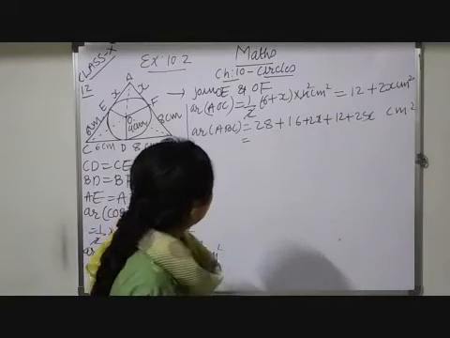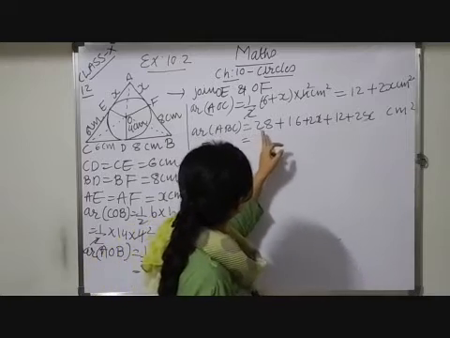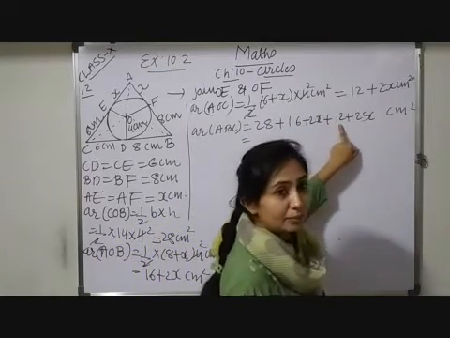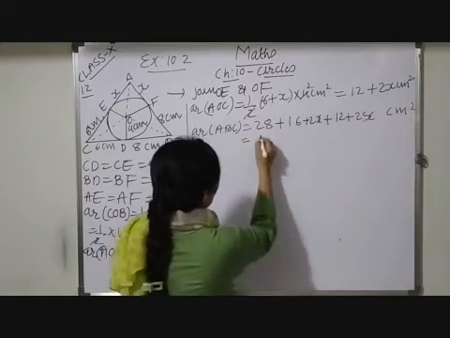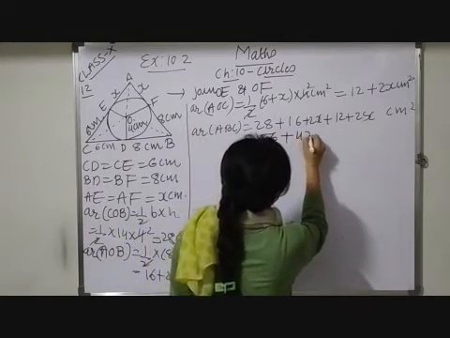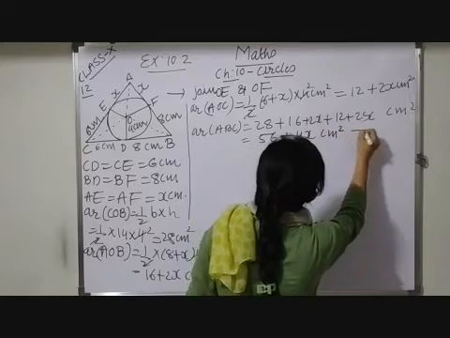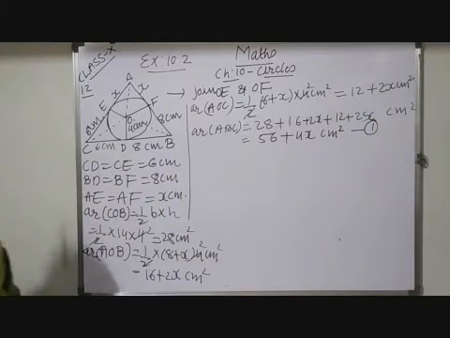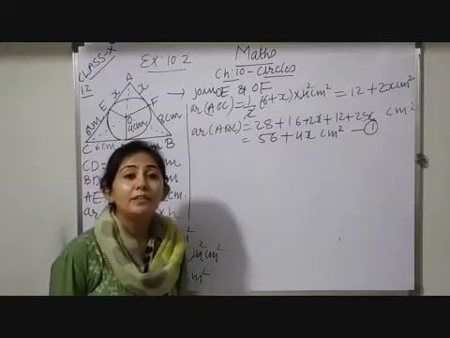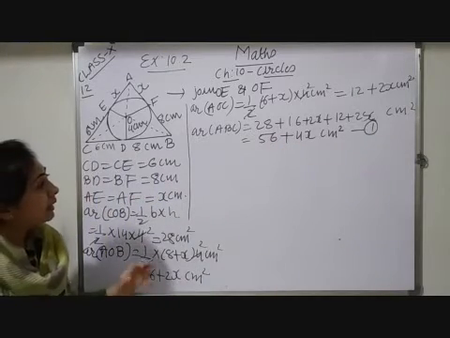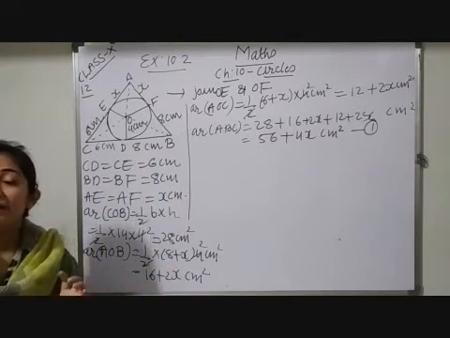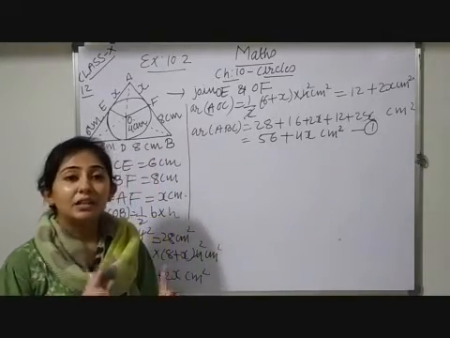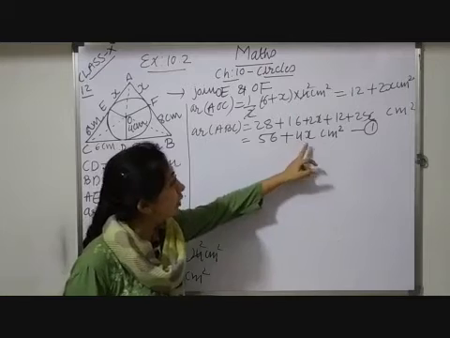So here, when I add this, you will get 28 plus 10, 38, plus 10, 48, plus 2, 50, plus 6, 56, plus 4x centimeter square. Let this be your equation number 1. Now, again x is unknown. So if I am able to get the area by another formula, and get any relation, any equation, then after equating I can find out the value of x.